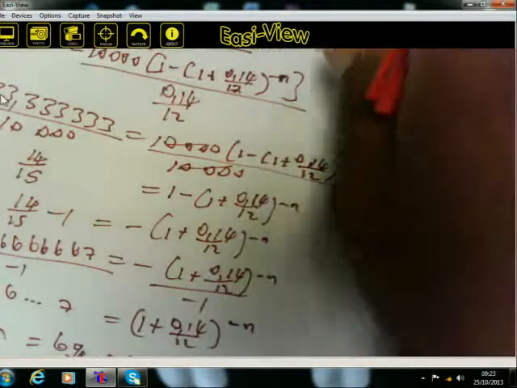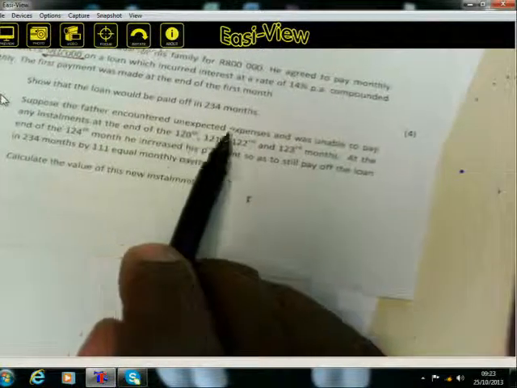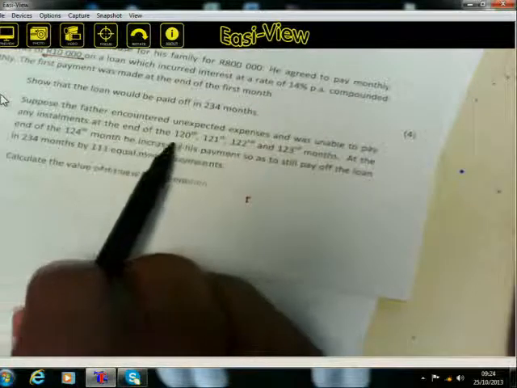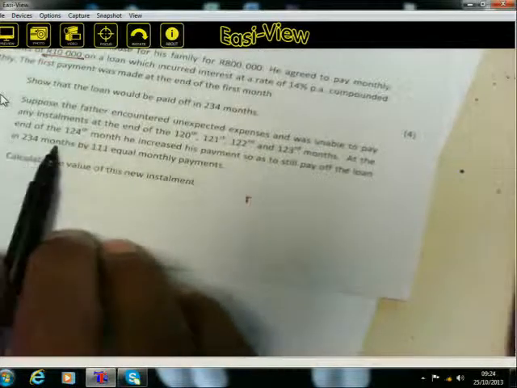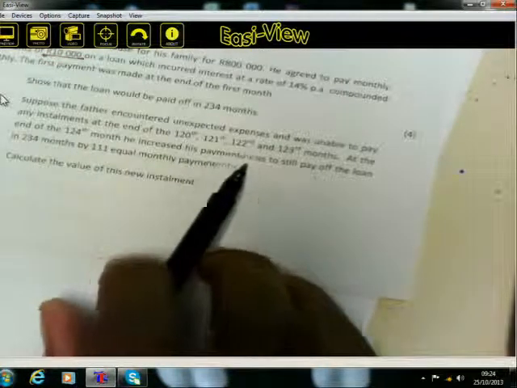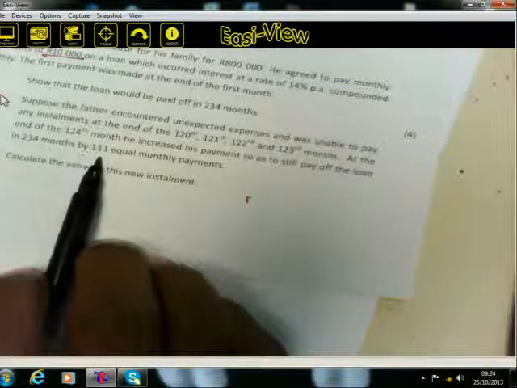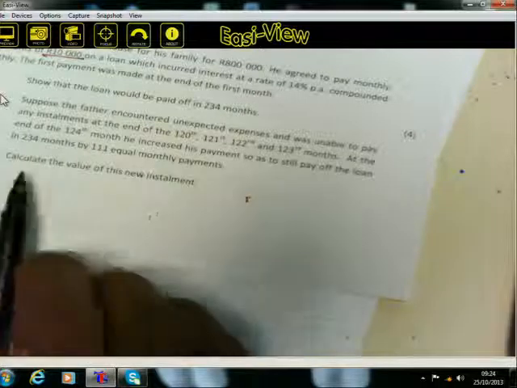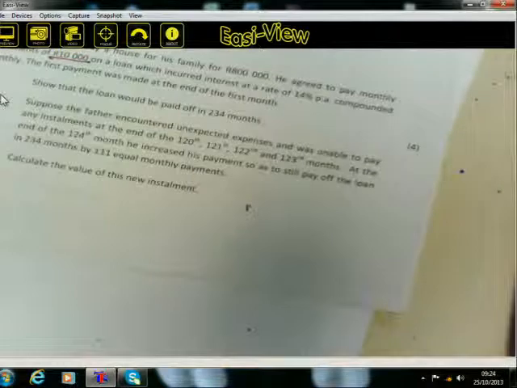Now the last question on this one, that is 8.2. It says, now suppose that the father encountered unexpected expenses and was unable to pay an installment at the end of 120, 121, 122, and 123 months. Then at the end of 124 months, he increased his payments so as to still pay off the loan in 234 months by 111 equal monthly payments. Now you must calculate the value of this new installment.